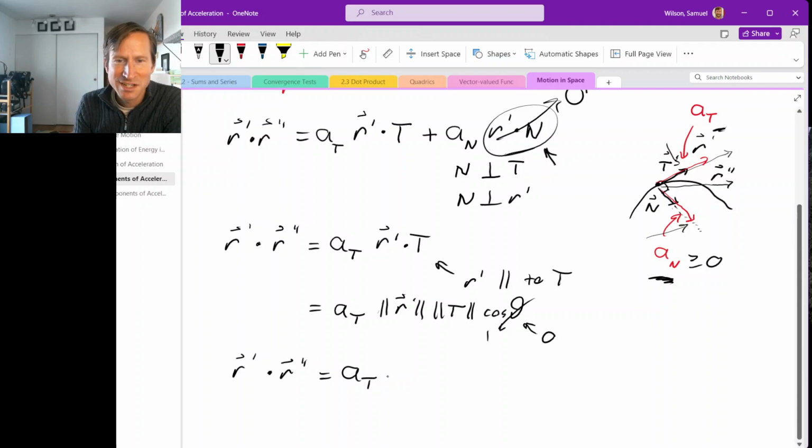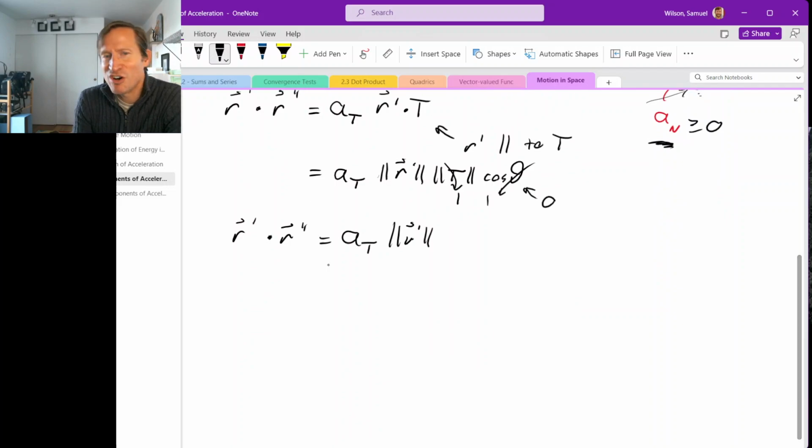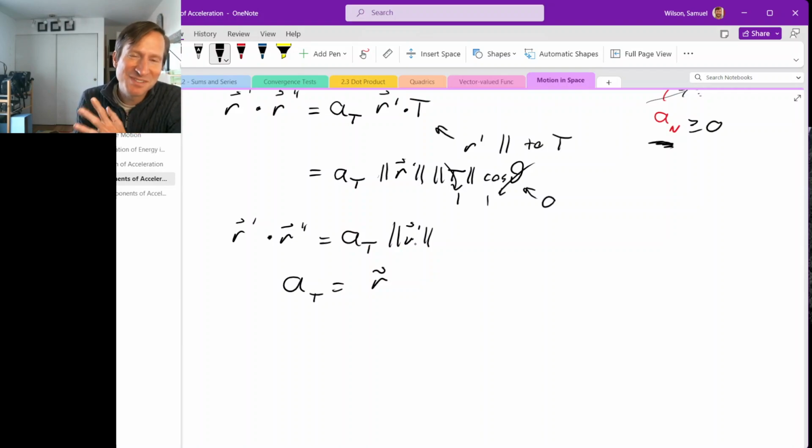tangential acceleration times the magnitude of r prime times the magnitude of t. But remember, t is a unit vector. Its magnitude is always 1. And so now we can just solve this equation for the tangential acceleration. So the magnitude of the acceleration in the tangential direction is r prime dot r double prime over the magnitude of r prime.